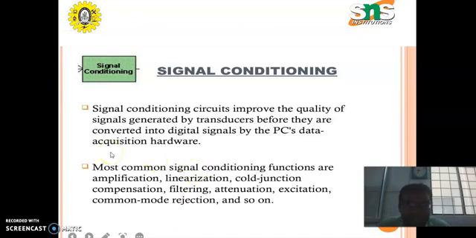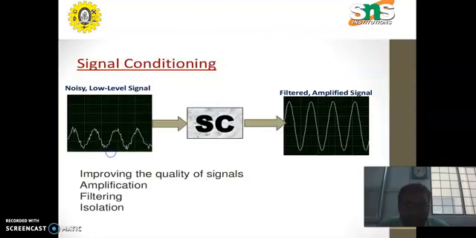Next important component in DAS is signal conditioning. Signal conditioning circuit improves the quality of signals generated by transducers before they are converted into digital signals by data acquisition hardware. Most common signal conditioning functions are amplification, linearization, cold junction compensation, filtering, attenuation, excitation, common mode rejection, and so on.